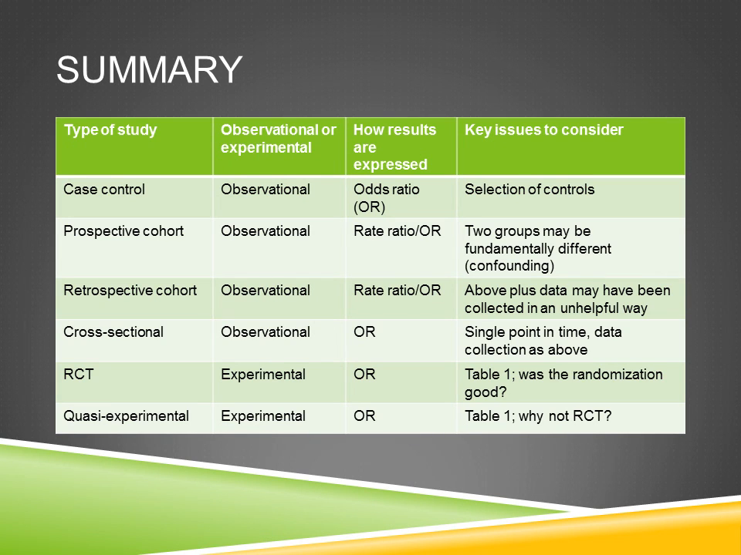So this is just a summary slide. It's just to kind of help you study and to briefly review things. It has the type of study, whether it's observational or experimental, how the results are generally expressed, and key issues to consider. These aren't every key issue that you can possibly consider, but it's kind of like the important ones that you should think of immediately when you hear about these different kinds of studies.